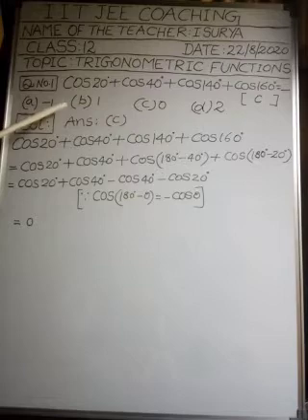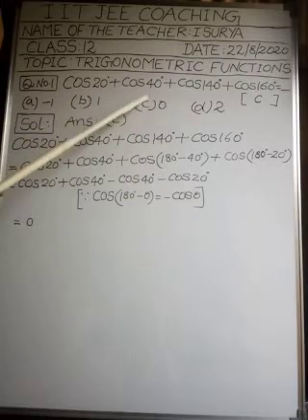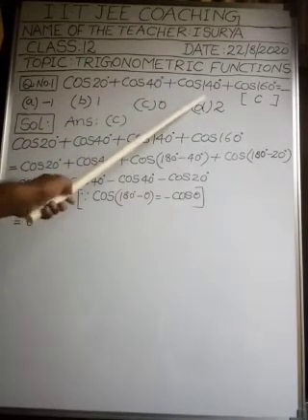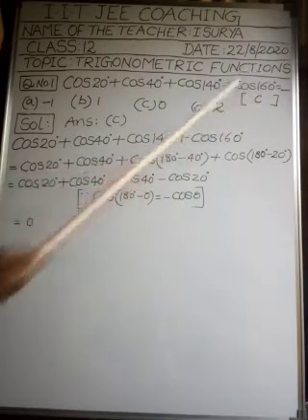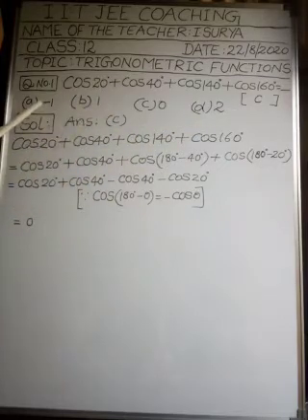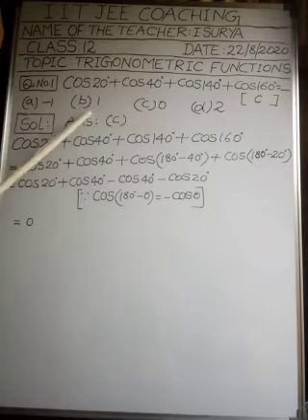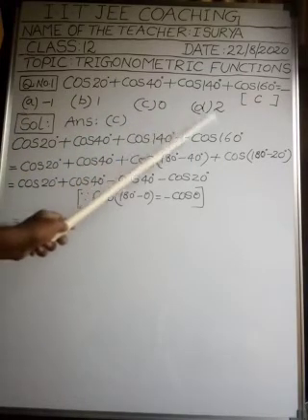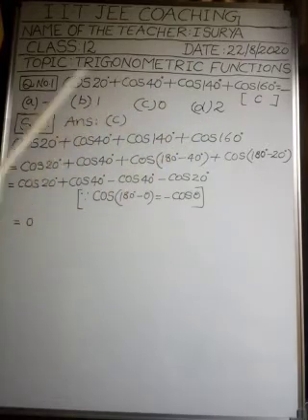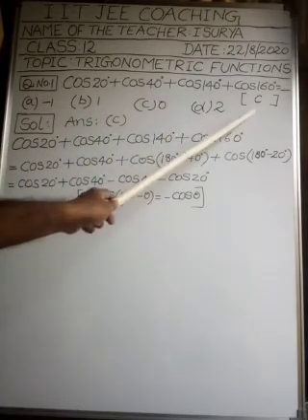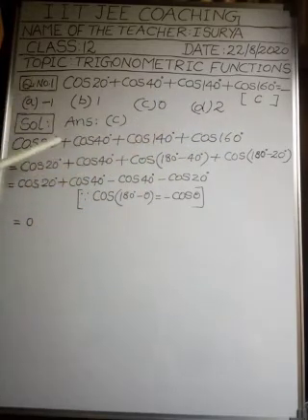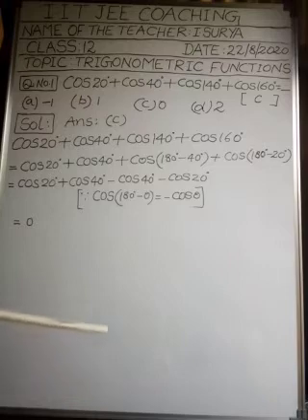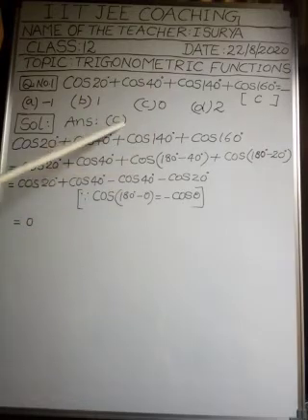See this first question. Cos 20 degrees plus cos 40 degrees plus cos 140 degrees plus cos 160 degrees is equal to dash. See the given options here. First option is -1, second option is 1, third option is 0, and the fourth option is 2. Out of these four options, third option C, that is 0, is the correct answer. Let us verify why option C is correct.